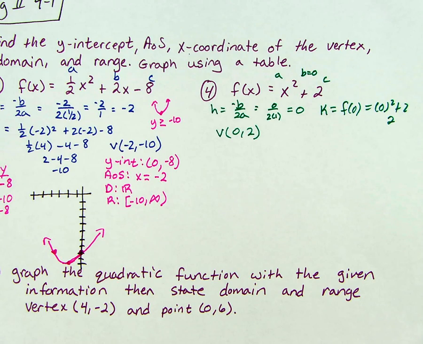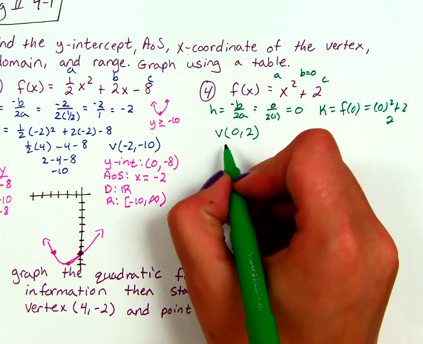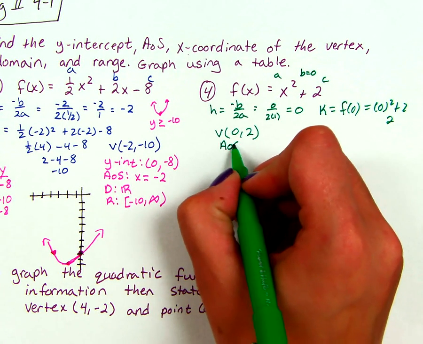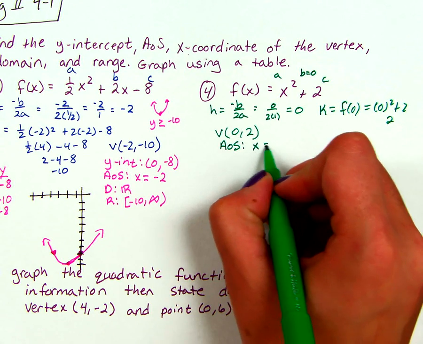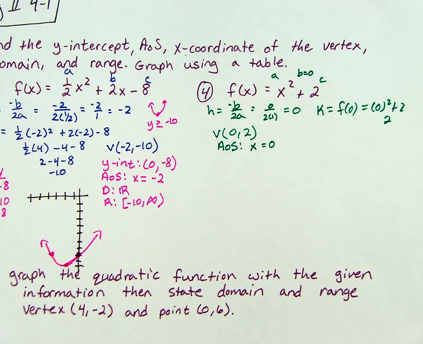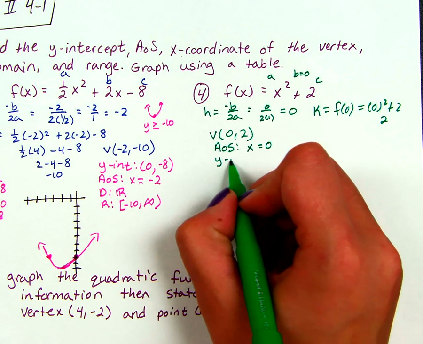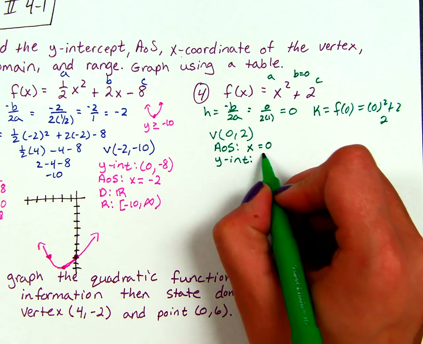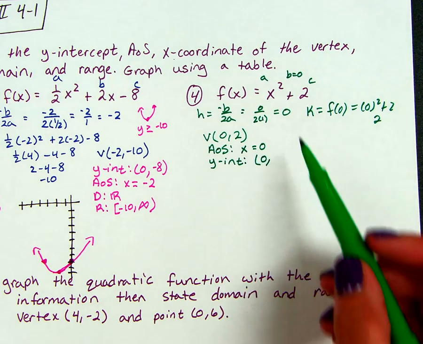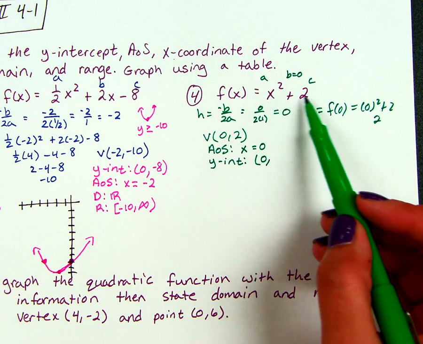So now that we know the vertex, we can also find the axis of symmetry. So again, that is going to be x equals 0, because that's our h value. We can also list our y-intercept. So y-intercept, again, our x is 0. And if we substitute 0 in for the x and simplify, we would have 2 left.